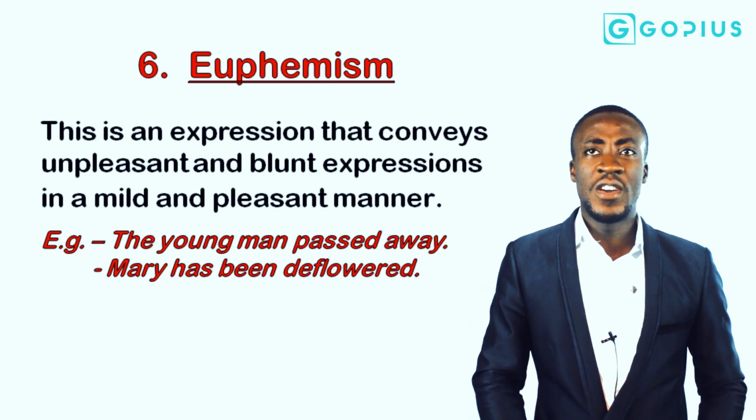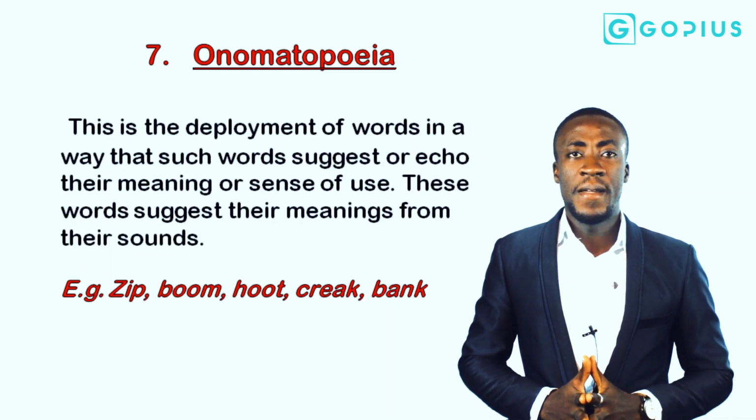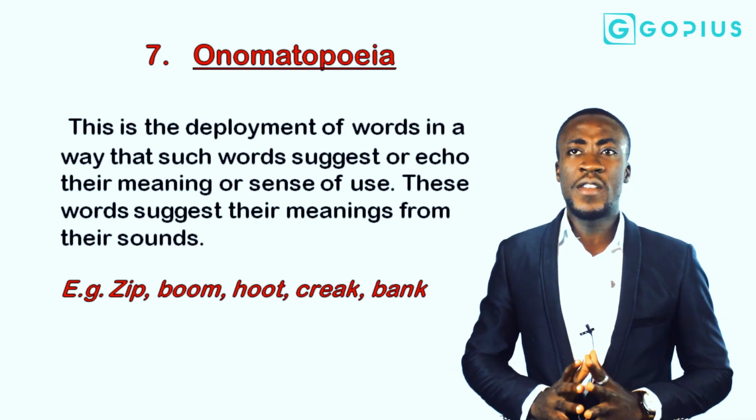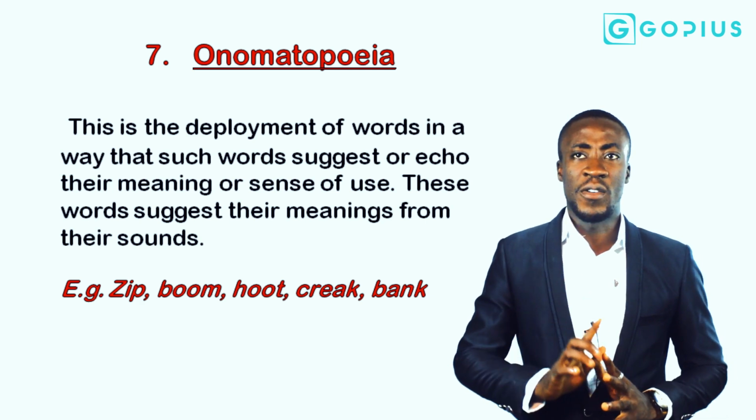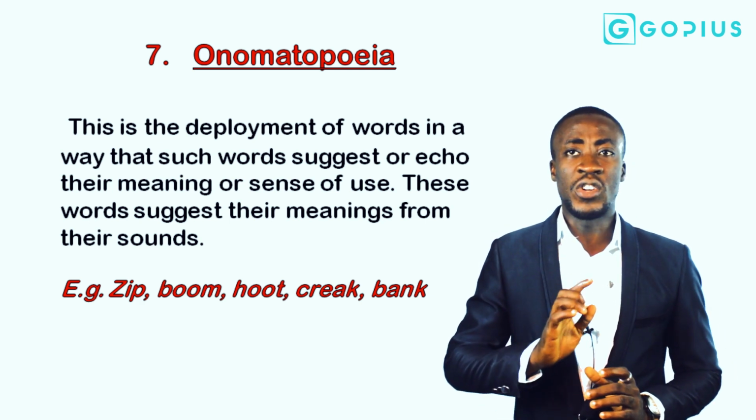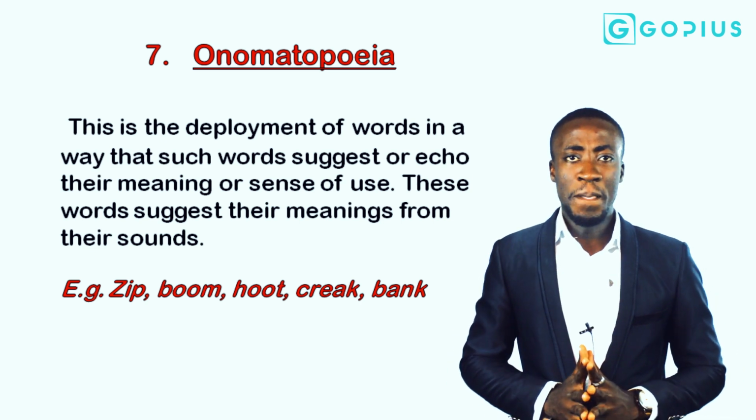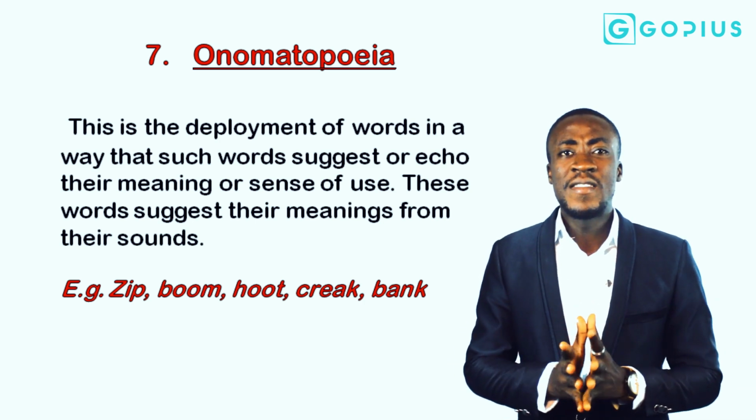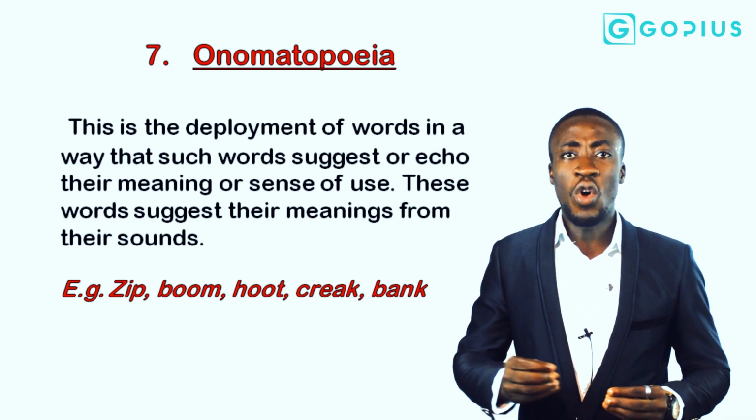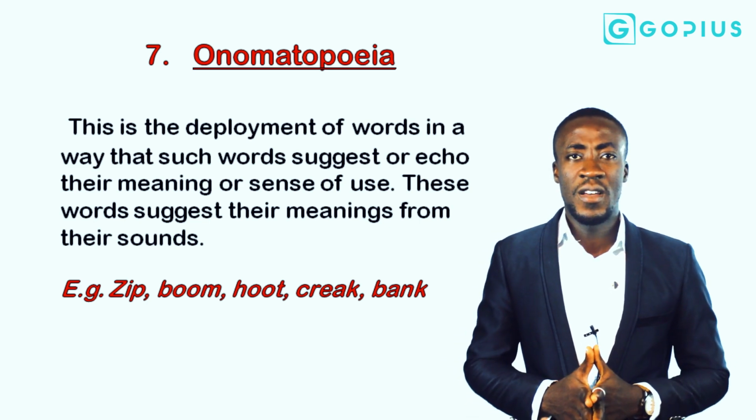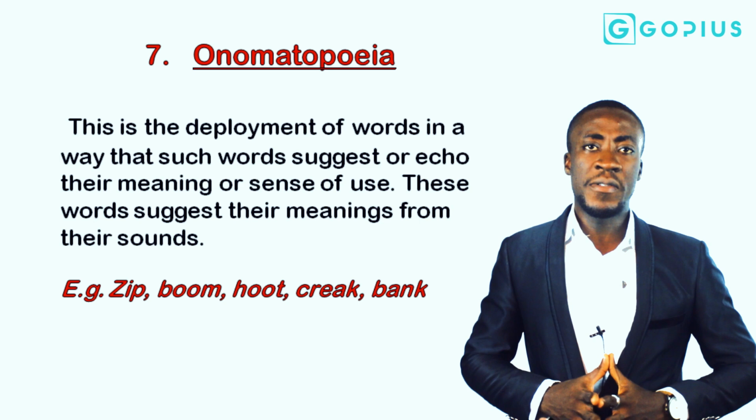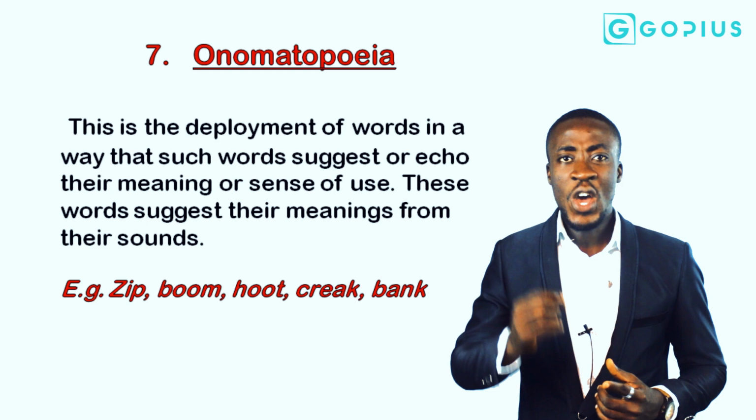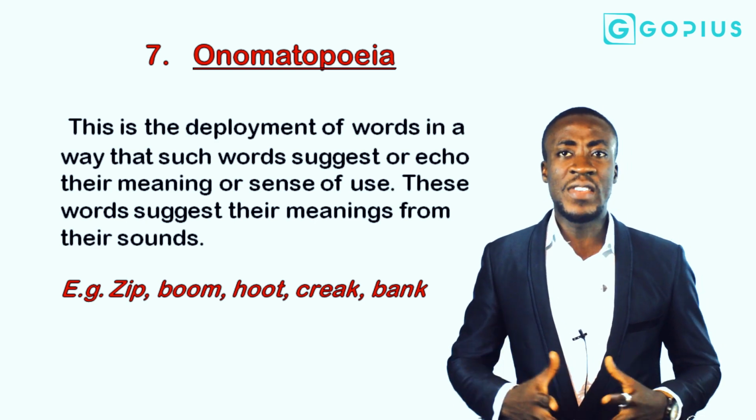The next figure of speech is onomatopoeia. An onomatopoeia is the deployment of words in a way that such words suggest or echo their meaning or sense of use. These words suggest their meanings from their sound. So an onomatopoeic expression will always carry sound expressions as a result of the objects that have been used. I advise you to zip your trousers. Zip there, of course, is onomatopoeic because the object produces that same sound.